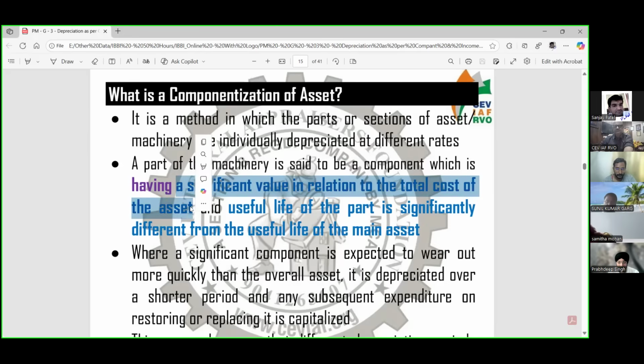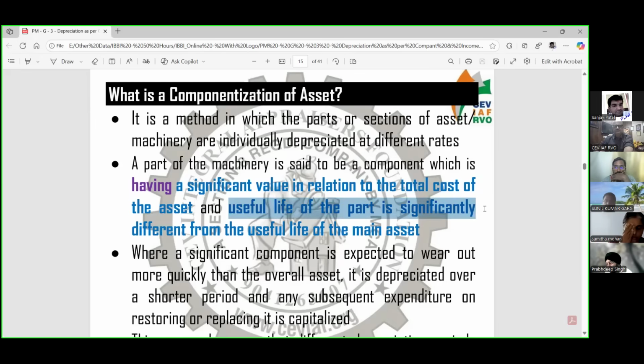It should be a significant value out of total. Now there is no threshold of the significant. भाई किसे significant बोलेंगे? 20%, 30%, 80%. But say it is significant out of total. And second basis they have given: the useful life of the part is significantly different from the useful life of the main asset. Whatever component you are making, its useful life should be significantly different from the main asset, based on these two criteria.